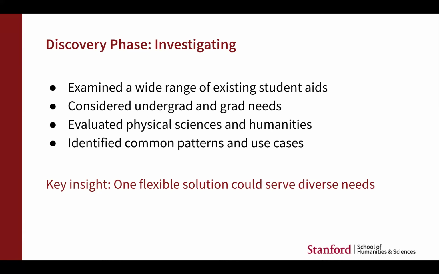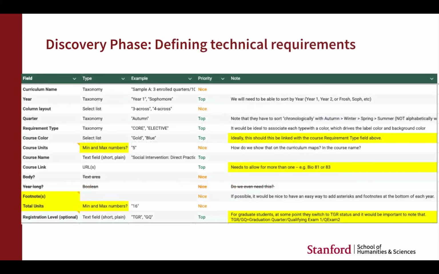I mean, the good news is we figured out one solution could serve the needs of all of our units, at least 95% of the needs of our units, which was a nice surprise. So we're just going to show you how we did this. This is the messy middle, right?